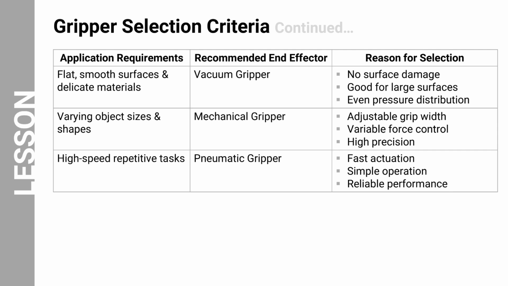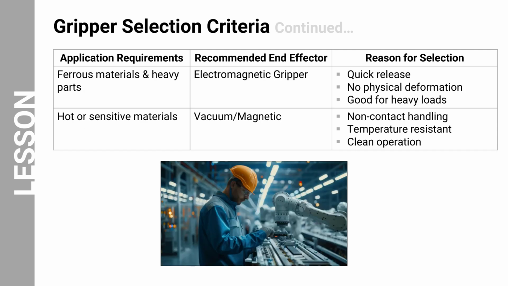Pneumatic grippers excel at high-speed repetitive tasks. They activate quickly, are simple to operate, and deliver reliable performance over many cycles. Electromagnetic grippers are the best choice for ferrous materials and heavy parts. They offer quick release capability, won't deform the materials they're handling, and can manage heavy loads effectively.